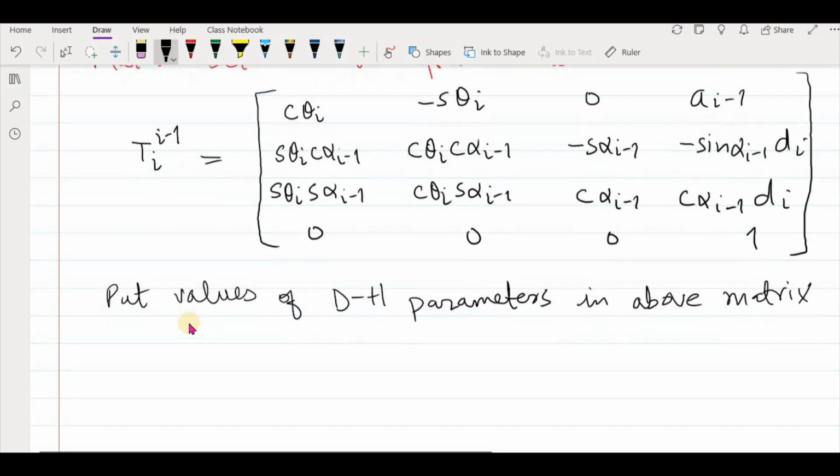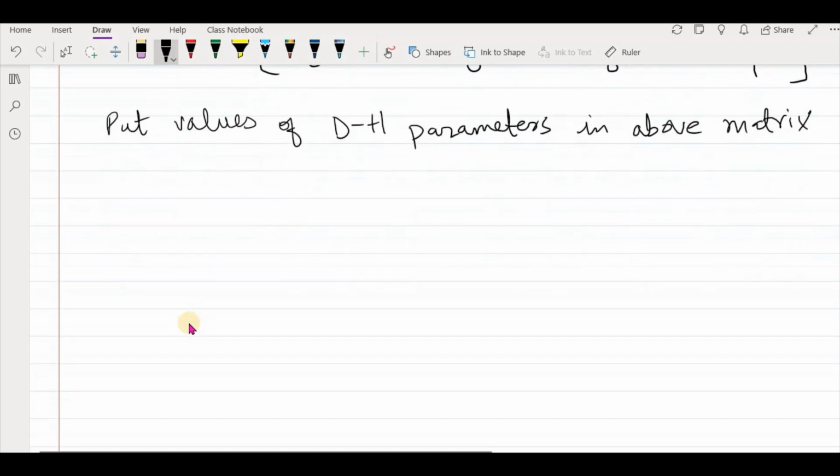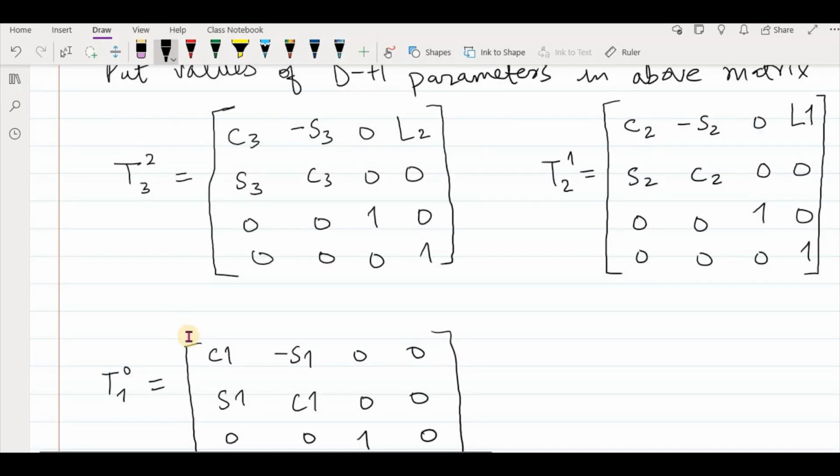So if you put the values here, you will get the transformation of the frame, if you transform the frame 3 to 2, then you get this matrix. Okay, let me put it again. Now I have written down all these three transformation matrices.